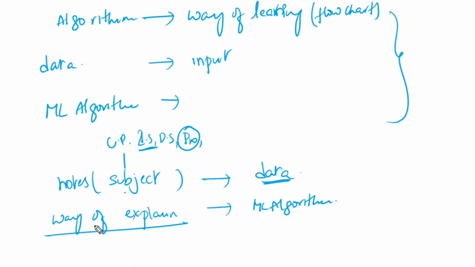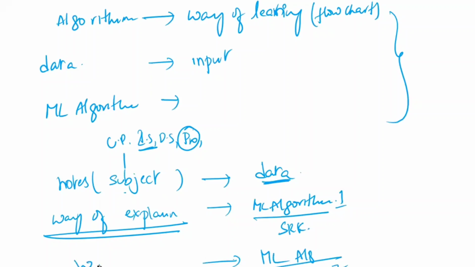Though I am only explaining, the way of explanation is same, the trainer is same, everything is same. An ML algorithm is nothing but a trainer, SRK. ML algorithm 1 is SRK. ML algorithm 2 is some XYZ. XYZ will explain in a different way. But whatever the way he explained, at the end, it is the same subject. Subject is same, but each trainer will explain in a different way.